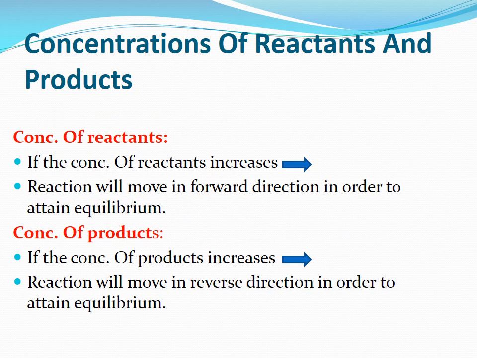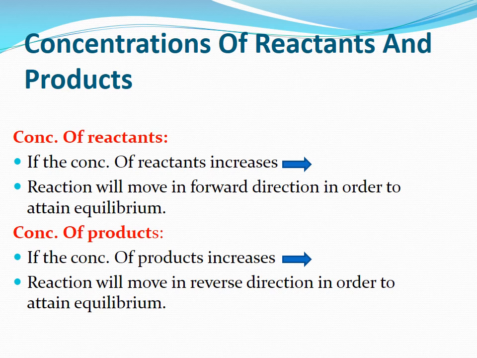The next one is concentrations of reactants and products. First is concentration of reactants. If the concentration of reactants increases, the reaction will move in the forward direction in order to attain equilibrium. For example, we are reacting 2 or more reactants, and the concentration of those reactants is increasing, so the reaction will move in the forward direction. It means the rate of forward reaction will increase, in order to attain equilibrium.